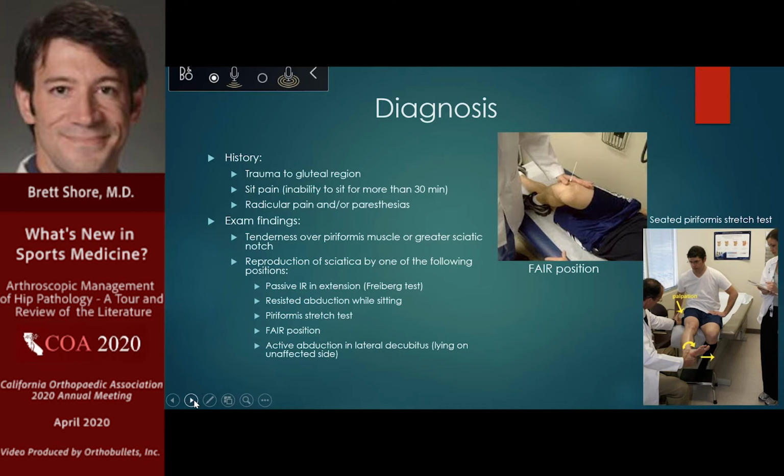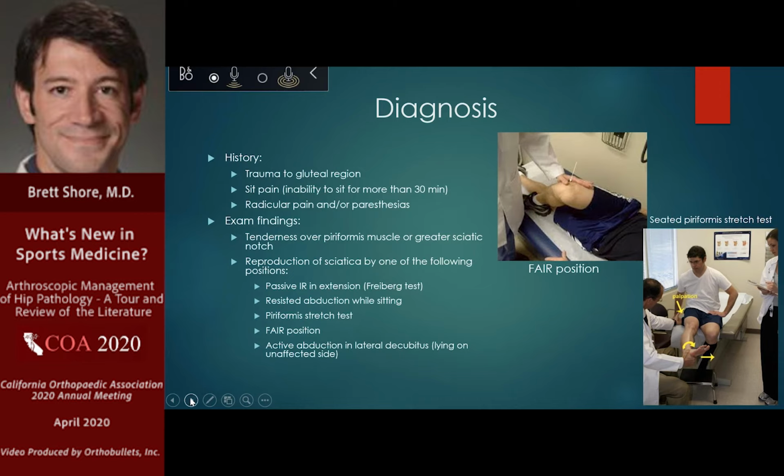So how do we make the diagnosis? Some of these patients will have had trauma to the gluteal region. The inability to sit is actually one of the best diagnostic findings. I'd say every single patient that did well after the surgery that I operated on, when I came into the exam room, they weren't sitting. And that is a consistent finding.